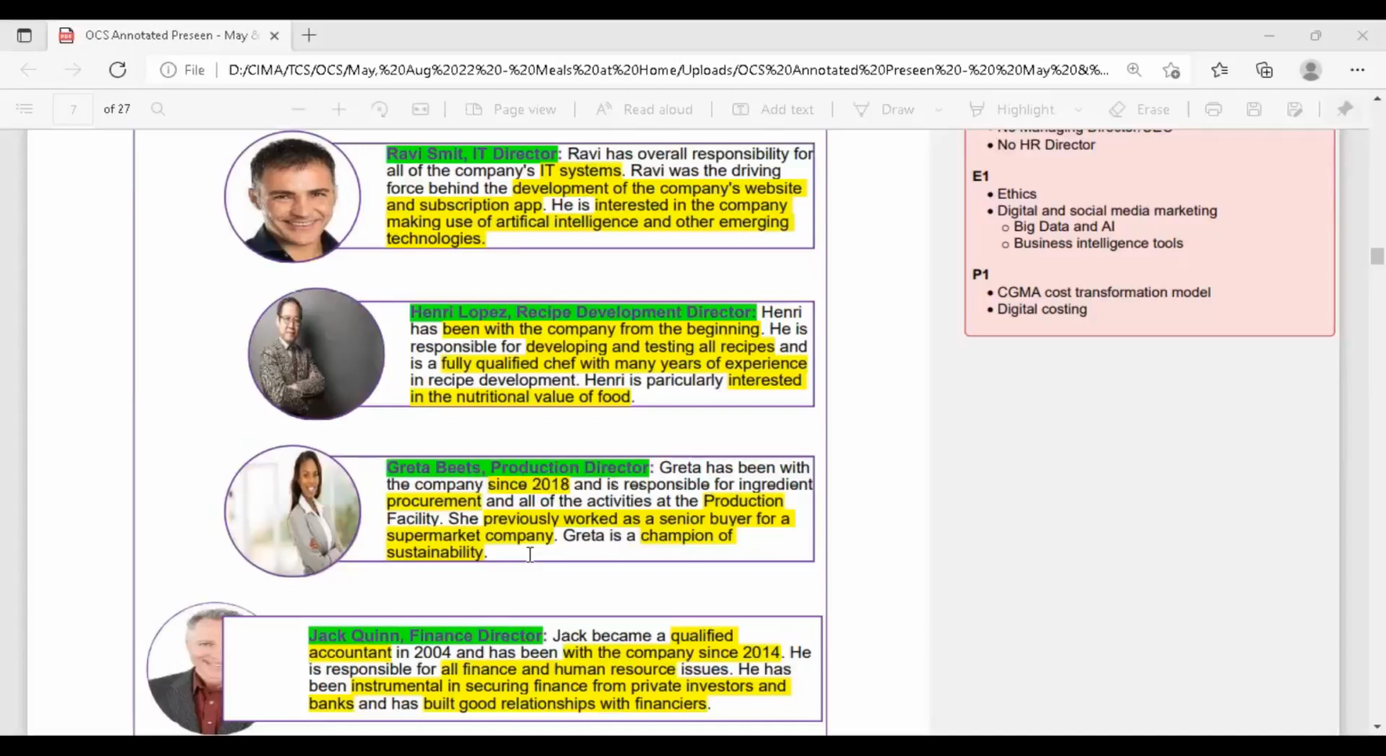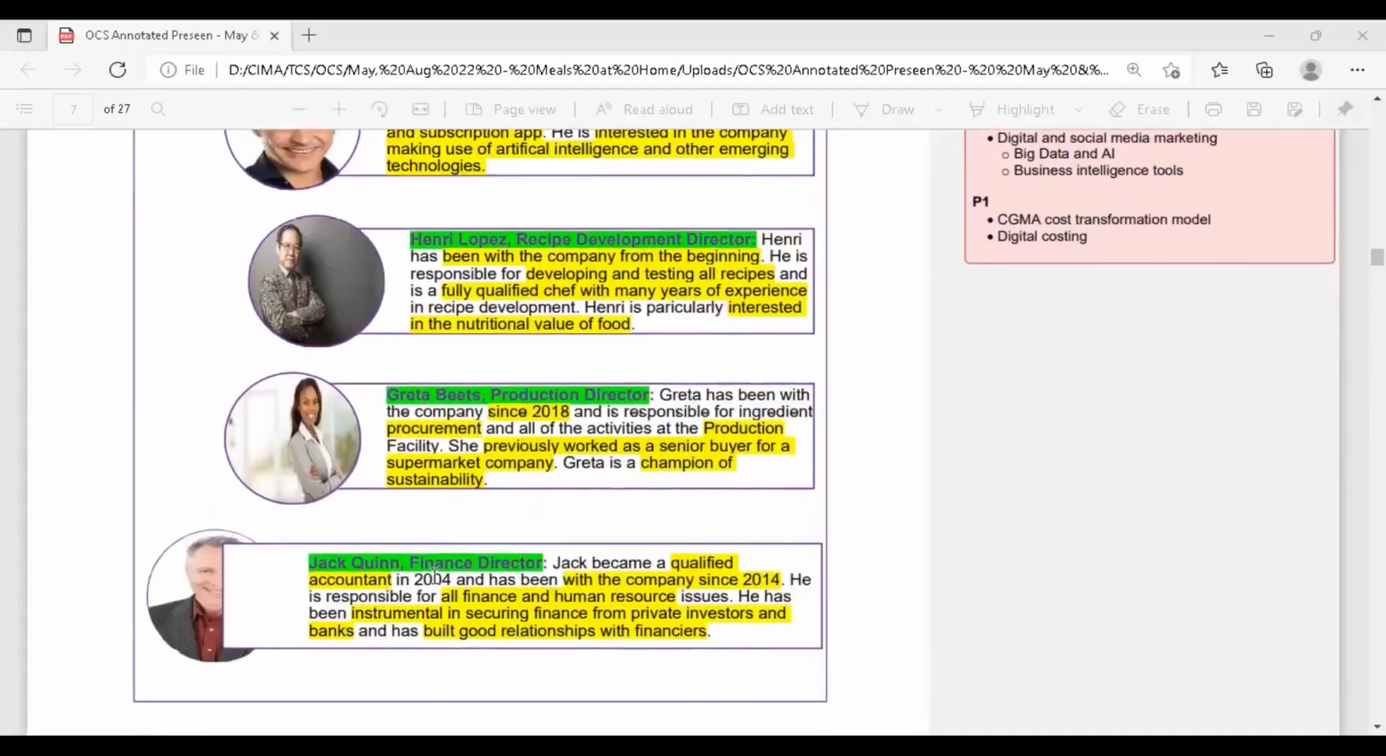So it can be assumed that she has appropriate knowledge which could be beneficial to the company when it comes to working with different types of suppliers. Greta is a champion of sustainability. So the two founders of the company believe in sustainability, and our production director believes in sustainability as well. So when pursuing supply relationships, when running our company operations, when running our production facility, sustainability will be upheld at all times.